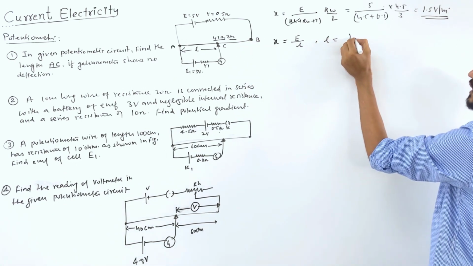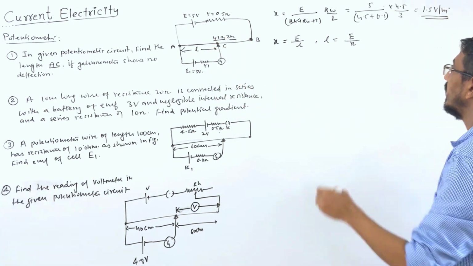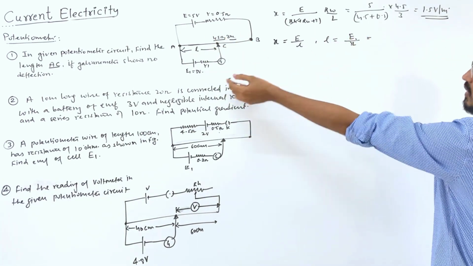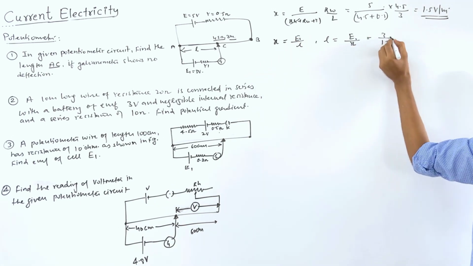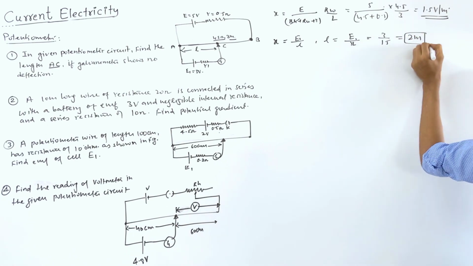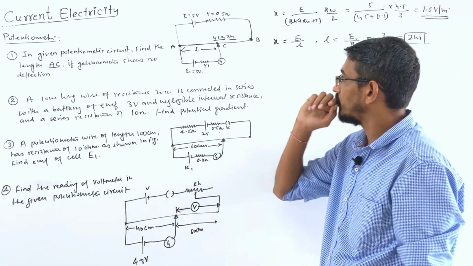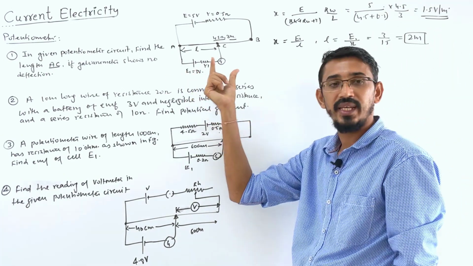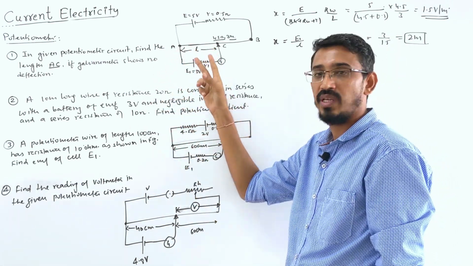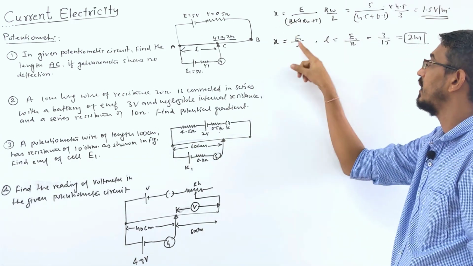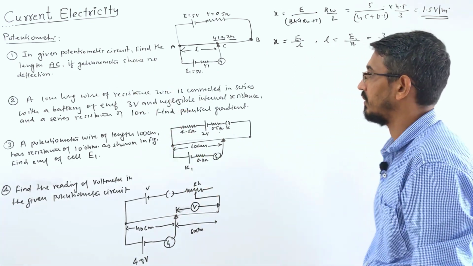So l is equal to EMF divided by the potential gradient. We have to find the length. The EMF of that cell, we call it E1, is given as 3 volt. The potential gradient we found is 1.5. It means the answer is 2 meter. So 2 meter is the length AC. Either the cell EMF is given and they ask you the balancing length like this, or the balancing length is given and they ask you the EMF. In both cases you need to find the potential gradient. Then you can write the general formula V by L, potential by balancing length.